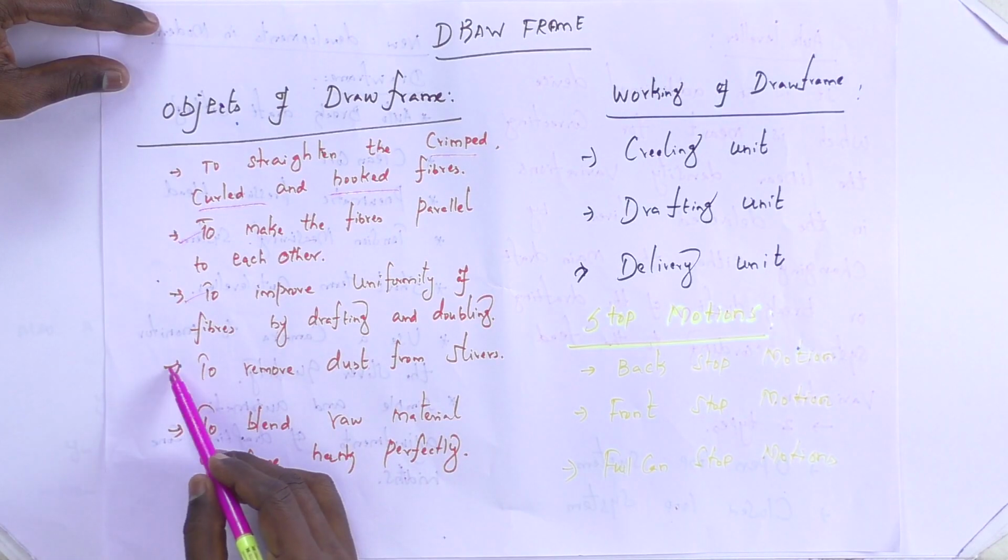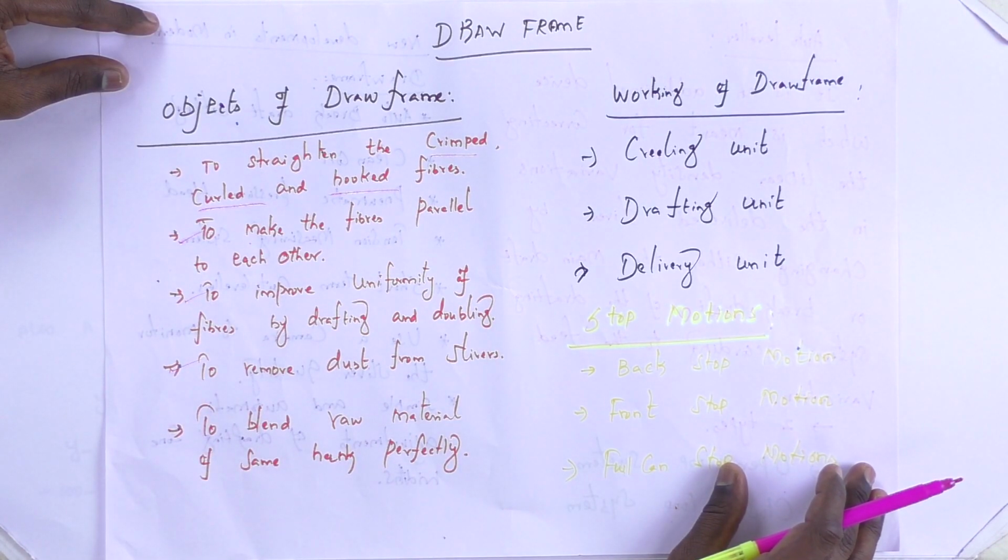And also, in creeling we can improve the quality by doubling. Doubling is a process where 8 slivers are combined together. The thick places of one sliver are adjusted with the thin places of another sliver, or the thin places of one sliver are adjusted with the thick places of another sliver. So the 8 slivers are combined together to give a uniform quality. To remove the dust from the sliver, there is a suction system available in between the drafting area.